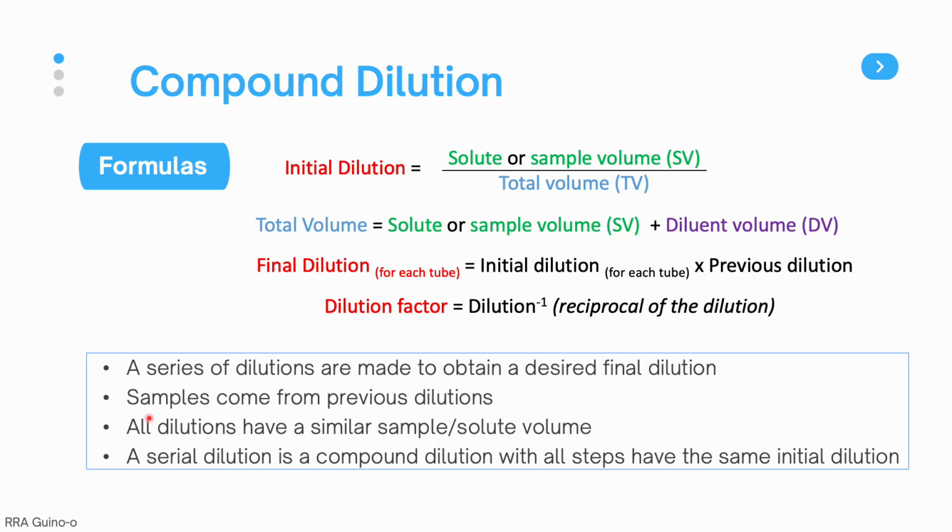Then we have what is called a serial dilution. This is a compound dilution in which all steps have the same initial dilution. So if we have 3 tubes, all of them have to have the same initial dilution. A compound dilution, on the other hand, can have different initial dilutions for our different tubes.